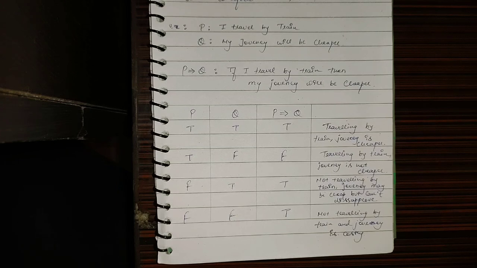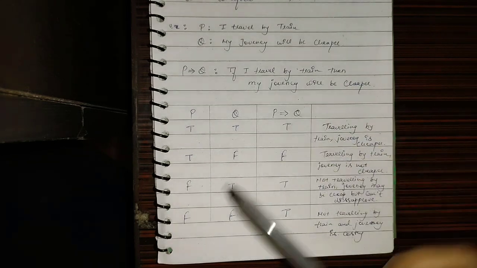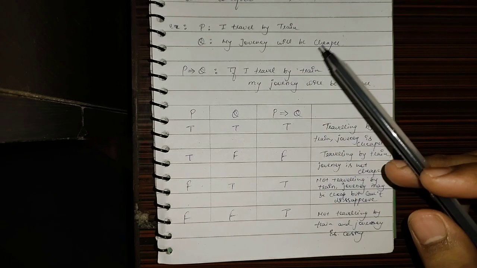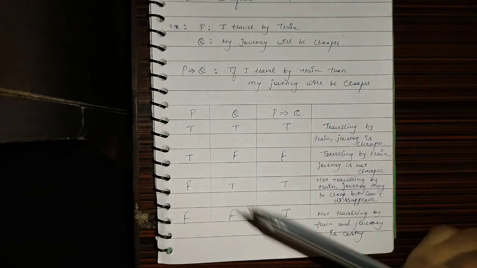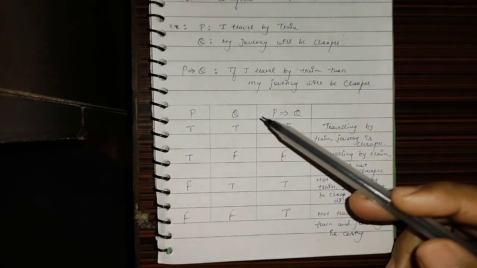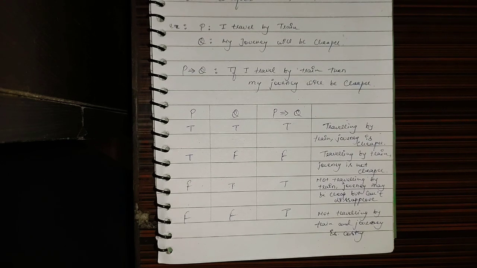Here, if we go back to our statements, it means that I did not travel by train. The statement P was I travel by train. But when we are saying that statement P is false, it means the person did not travel by train. But the truth of statement Q says the journey will be cheaper.